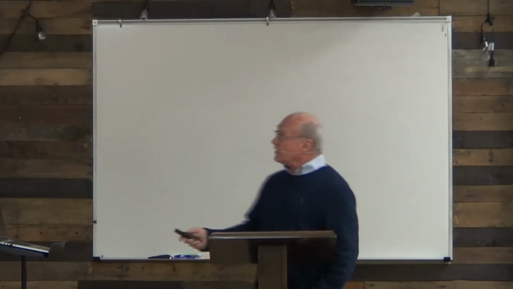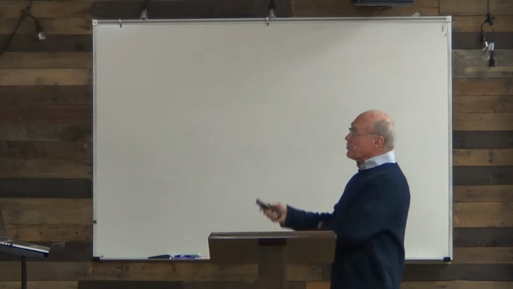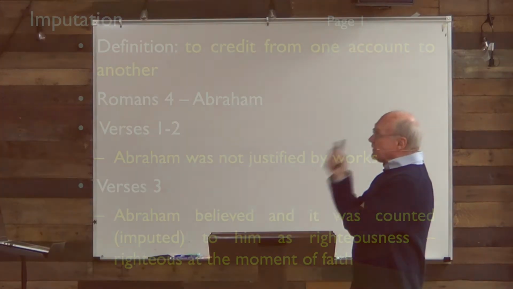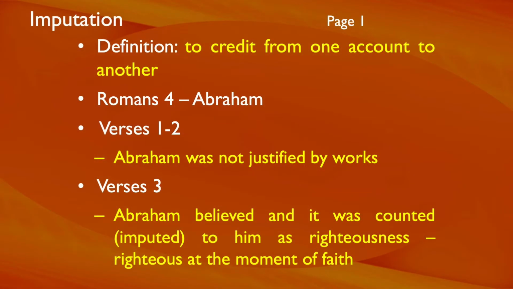So in Romans 4, verses 1 and 2, it says Abraham was not justified by his works. He couldn't be. If he were, he could boast, but he can't boast. So look what it goes on to say. But what does the scripture say? Now, isn't that the most important thing? Paul says, what does the Bible say? Abraham believed God, and it was credited to him for righteousness.